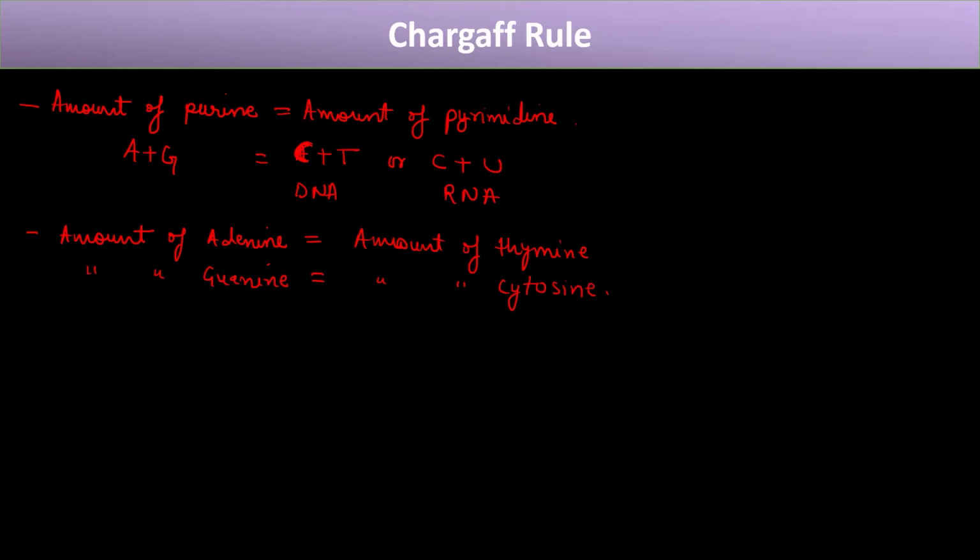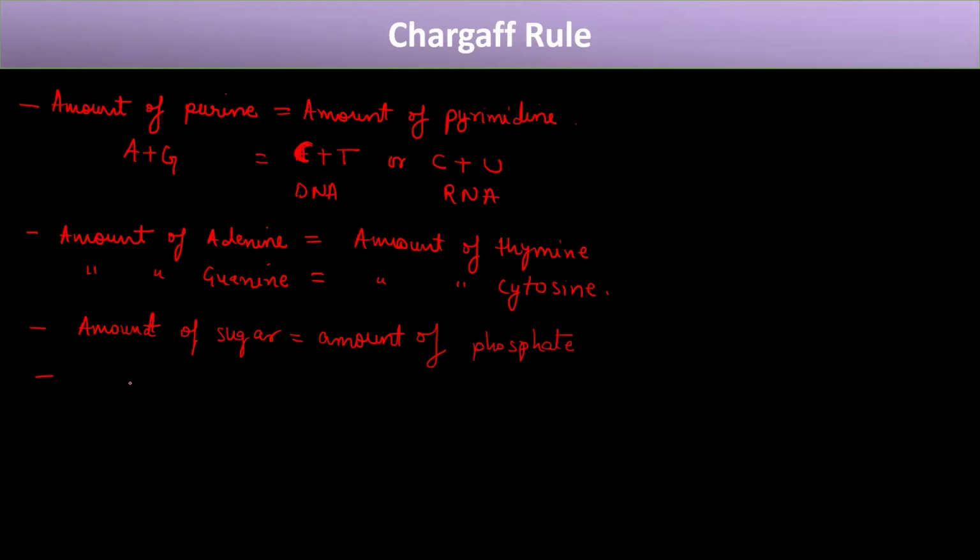With this come certain numericals. Then the third important thing is amount of sugar equals amount of phosphate. That is true, you can see from the structure, right? Because the phosphate is attached to each sugar. Hence, the amount of sugar equals the amount of phosphate.